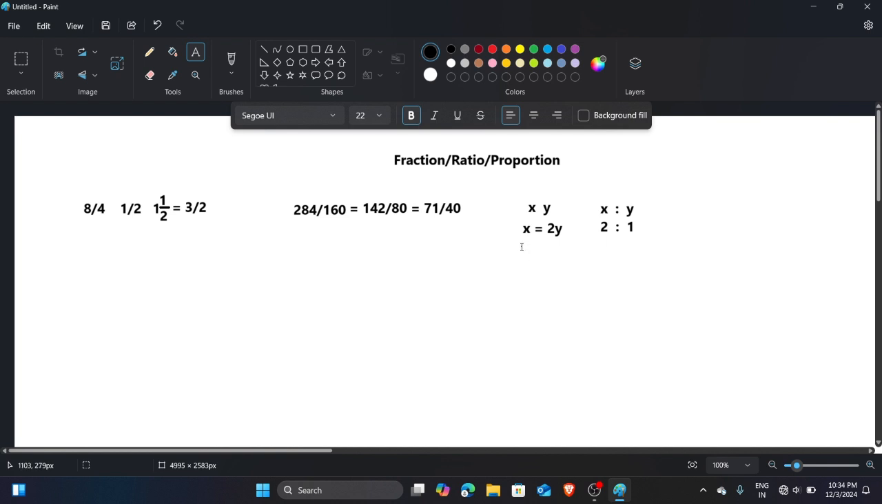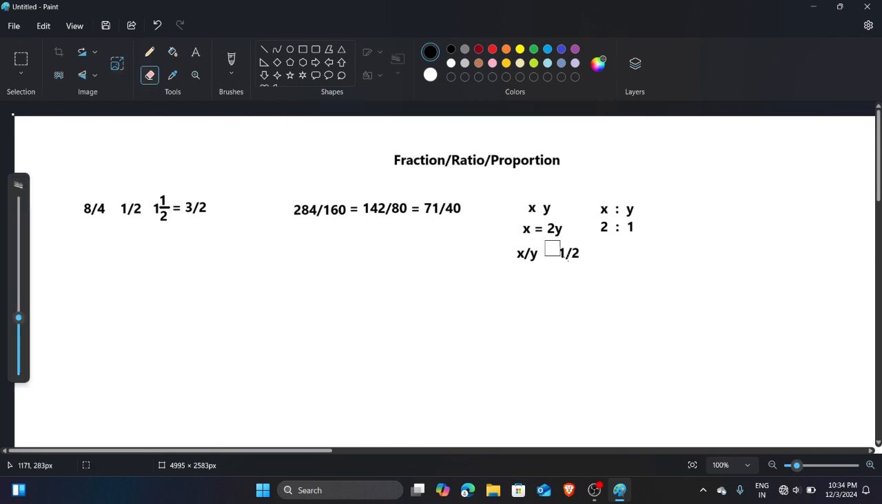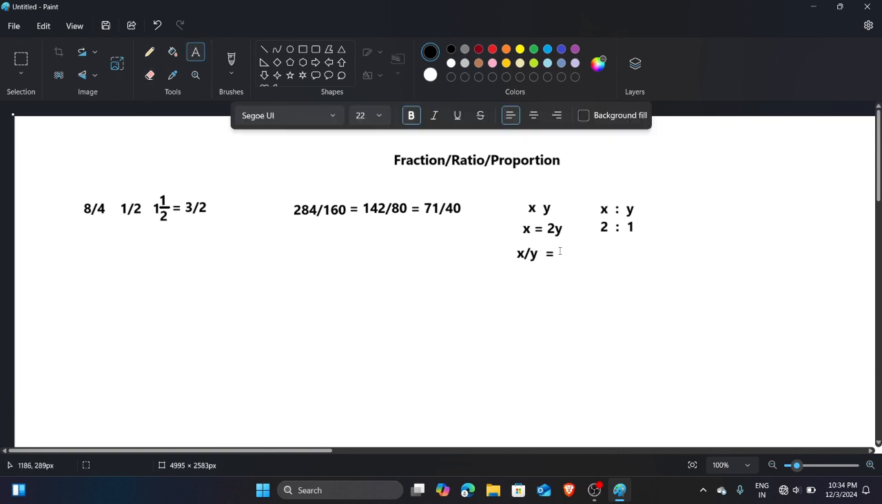Or you can convert a ratio into a fraction and a fraction into a ratio like that. x by y is nothing but 2 by 1, sorry. There's something wrong here. So what? 2 by 1.